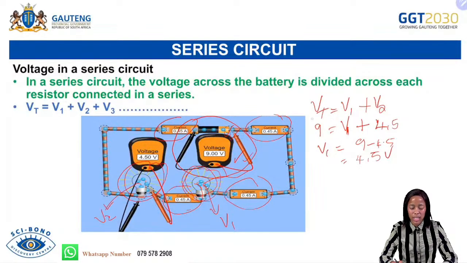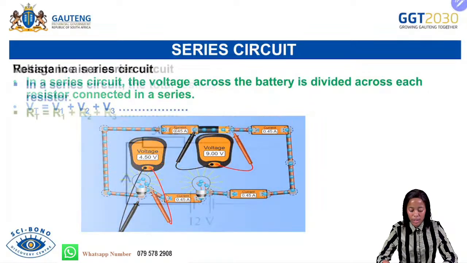So basically, again, we are saying that in a series circuit, the potential difference is divided. That means that some of the voltage will be divided amongst R1, and some of the voltage will be divided amongst R2 as well. Okay.